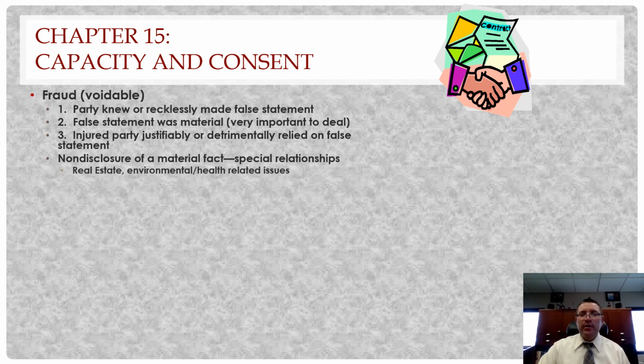Those real estate, environmental, and health-related types of issues are usually the situations when the court says there was a special relationship. That's information you should have told them, and by not telling them, that means they can get out of that contract by voiding it.